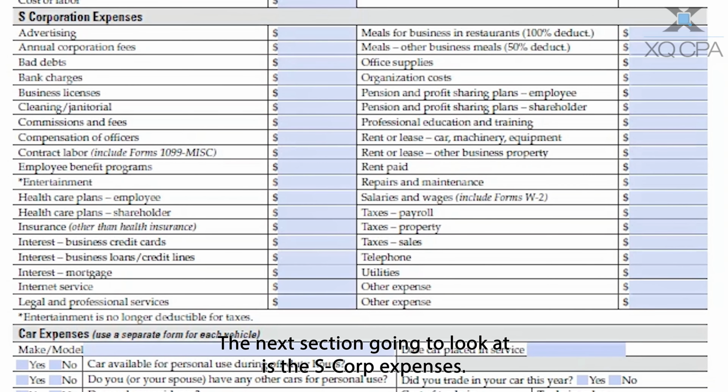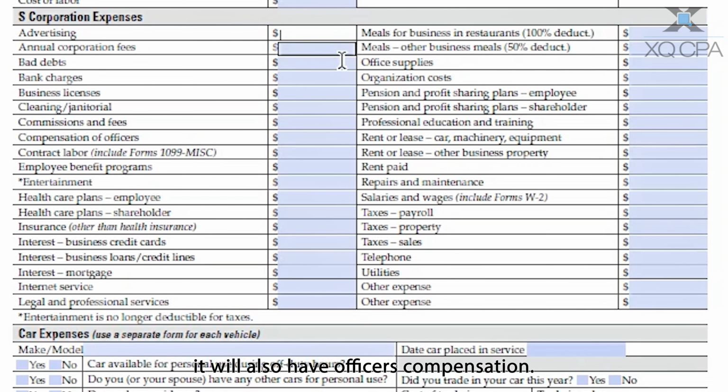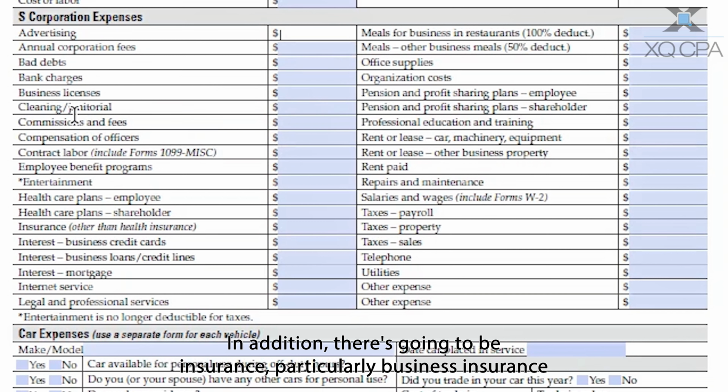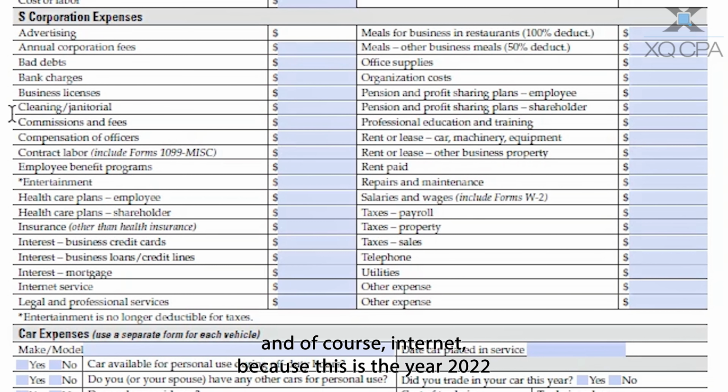The next section we're going to look at is the S corporation expenses. This is really important because all these expenses that you disclose are going to help to offset any income that you have. So a lot of business owners, they will have advertising. They will also have officers' compensation. In addition, there's going to be insurance, particularly business insurance, and of course internet, because this is the year 2022.